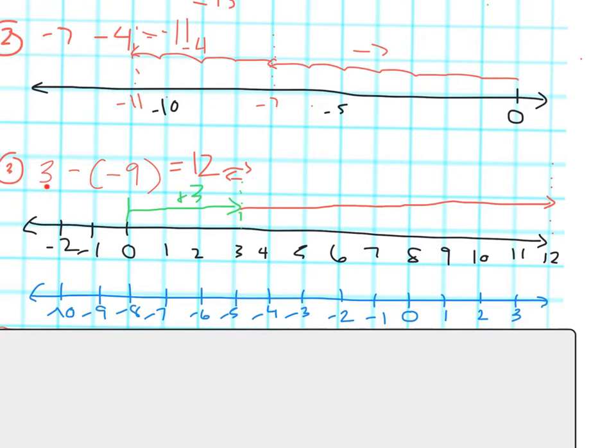So I also could read this as the difference of 3 and negative 9. Difference, I know, is the answer of a subtraction problem. So what's the difference, the separation, of 3 and negative 9? So I see 3 is right here, and negative 9 is right here. And so what is the difference or separation between those two numbers? 1, 2, 3, 4, 5, 6, 7, 8, 9, 10, 11, 12.